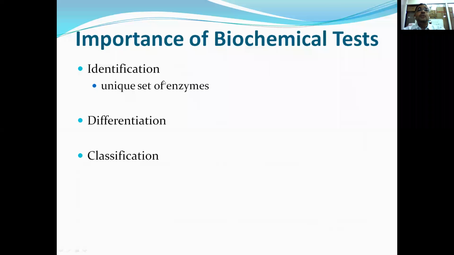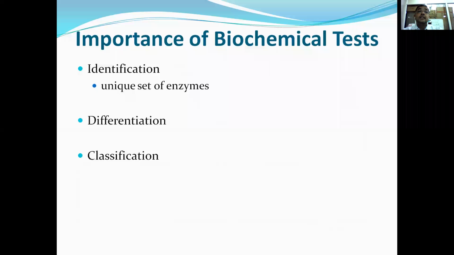For example, some unique enzymes are present in some specific genus. If we demonstrate that these enzymes are present in a particular isolate, then we can classify or identify it as a specific genus. Similarly, if a test is positive for one group of bacteria and absent for a closely related group, that will help us differentiate these two bacteria. Because if you are seeing gram-positive cocci, they might be Staphylococcus or Streptococcus. So you need to differentiate these two based on biochemical tests, which we will see in the coming slides.